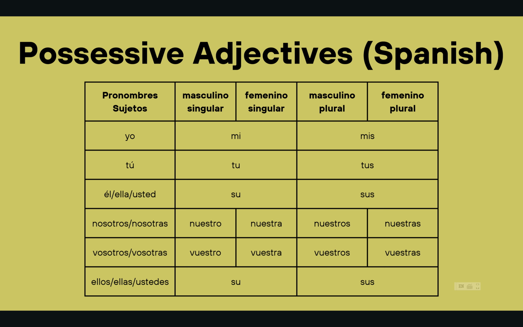For vosotros, vosotras, we have vuestro, vuestra, vuestros, vuestras, for masculine singular, feminine singular, masculine plural, and feminine plural, respectively. Finally, for ellos, ellas, ustedes, we use su for all singular forms and sus for all plural forms, no matter the gender.